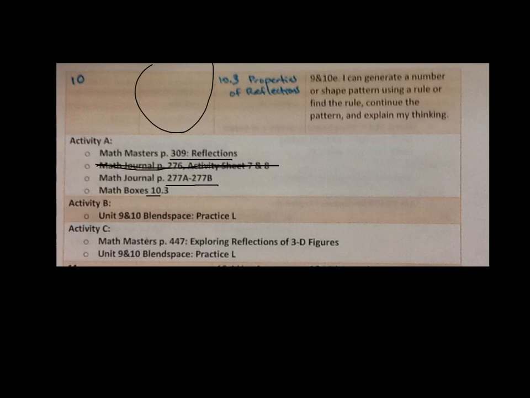Make sure you're done with math boxes. And then when you're done with that, activity B is units 9 and 10 blend space practice L. Activity C is Math Masters 447. And then unit 9 and 10 blend space practice L.